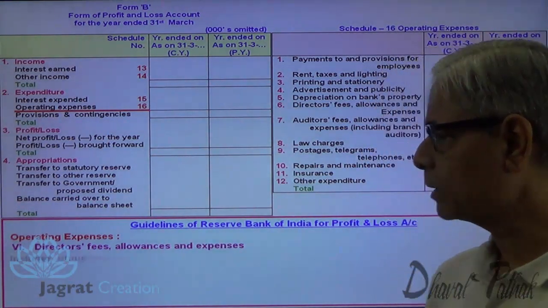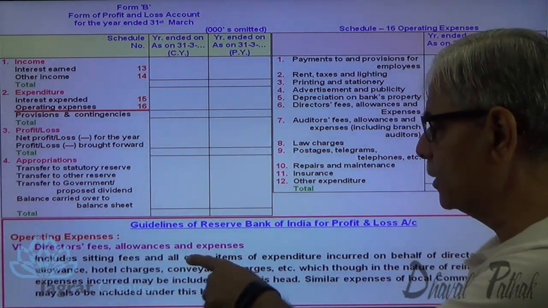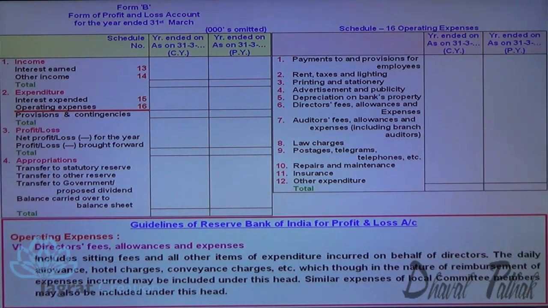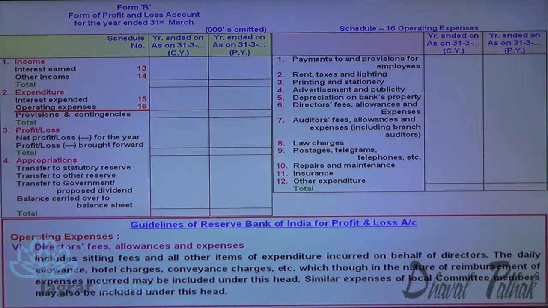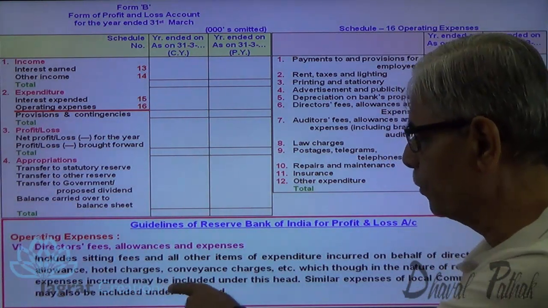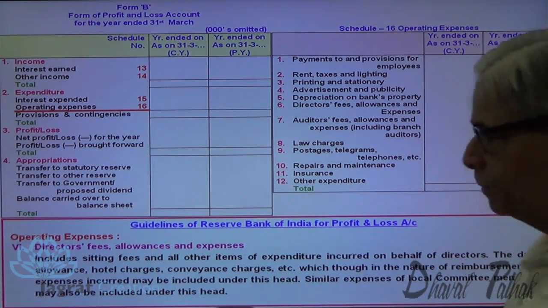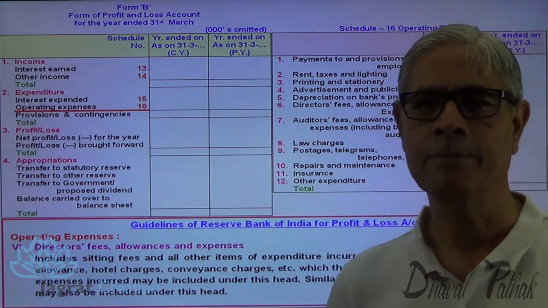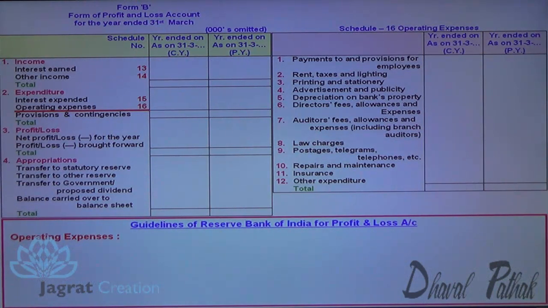Director fees, allowances and expenses. Sitting fees, all other items of expenditure incurred on behalf of directors. The daily allowance, hotel charges, conveyance charges, etc., which, though in the nature of reimbursement of expenses incurred, may be included under this head. Similar expenditure of local committee members may also be included in these heads. So this is simple to understand. Then audit fees.